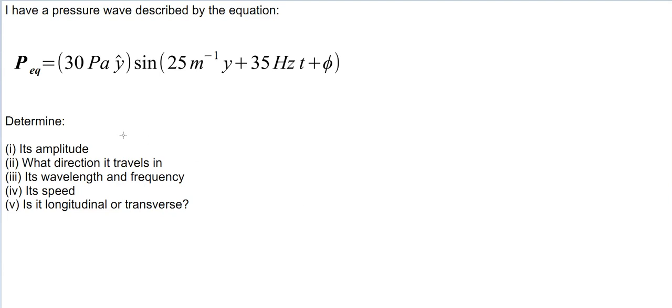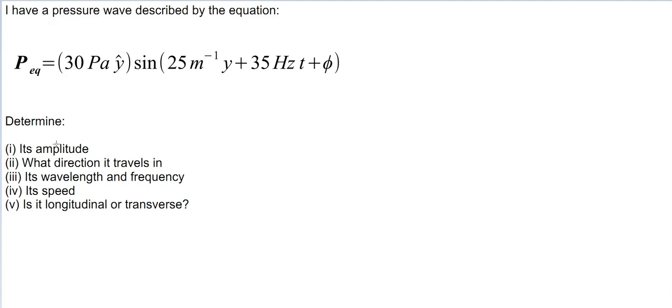Now, when dealing with these wave equations, the second main skill you have to be able to do is look at a characteristic equation for a wave and figure out the different parameters that are present in this characteristic. So here's the characteristic equation of a pressure wave. It's this mathematical function here.